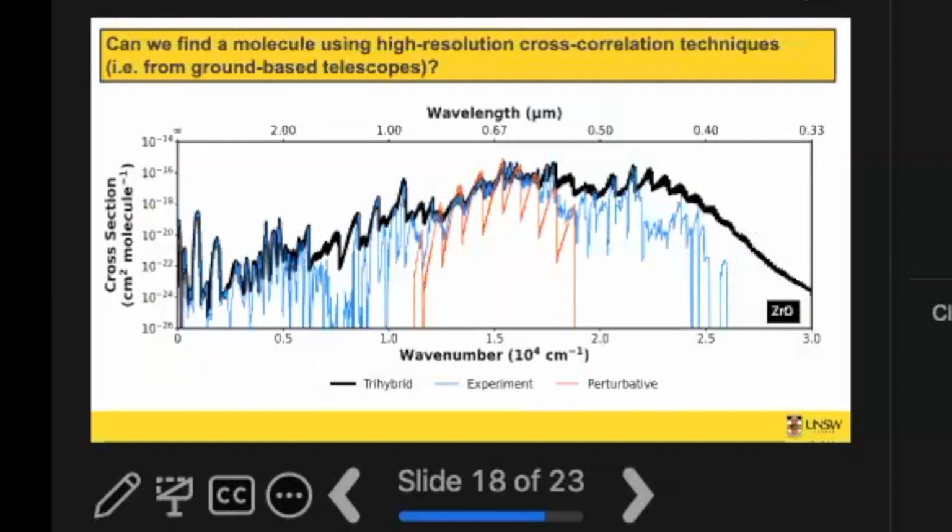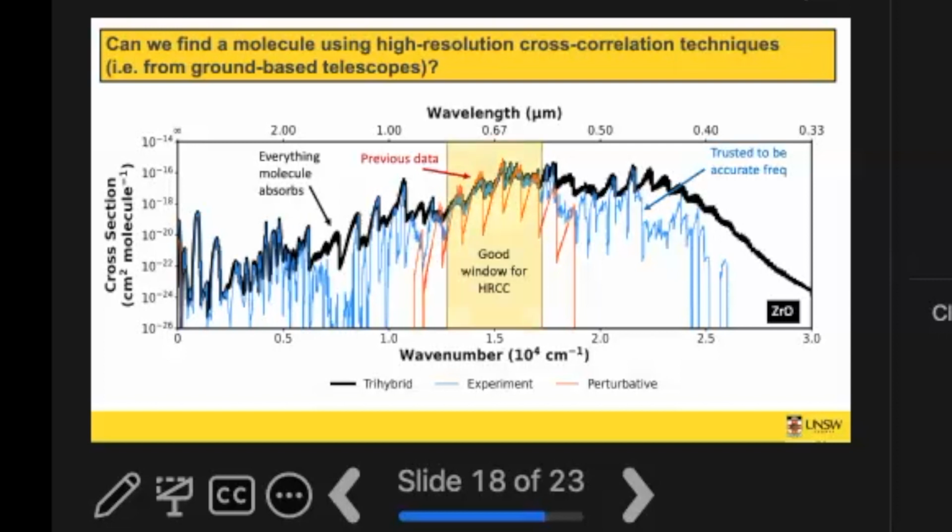And what we get from something like that is, this is zirconium oxide. The black is everything the molecule absorbs according to the new data. The red is the previous data. So you can see that if you're using the red to try and do that high resolution cross correlation, you're not really going to be very accurate in many regions. And this blue line is what we trust to be accurate frequencies. So if you're using our new data and you're in this spectral window, so about 600 to 800 nanometers, you're good. You can use that high resolution cross correlation.